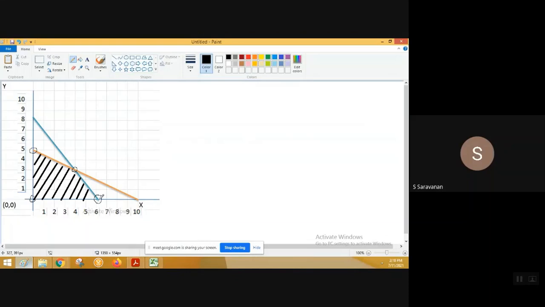Okay, so have you understood how to identify the common area? It should be towards the origin if it is less than or equal to, and it should be away from the origin if it is greater than or equal to. I will discuss one problem related to greater than or equal to also. So have you understood this step, how to identify the points? Yes, sir.